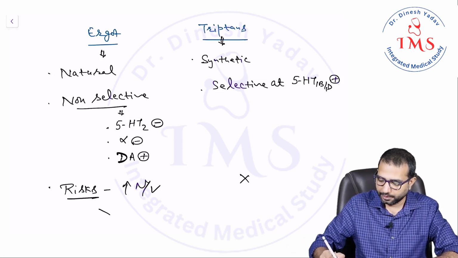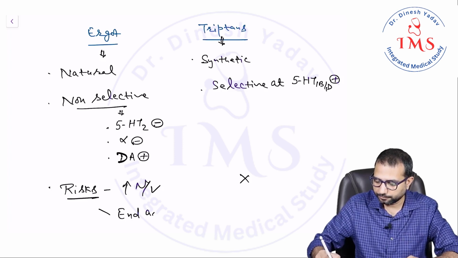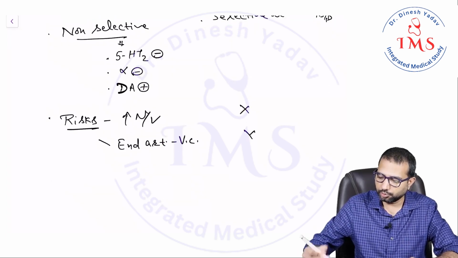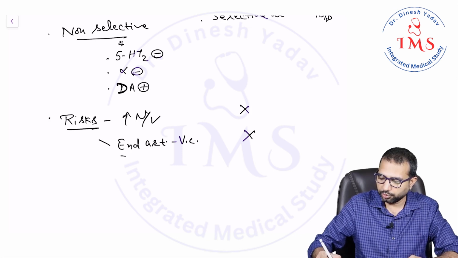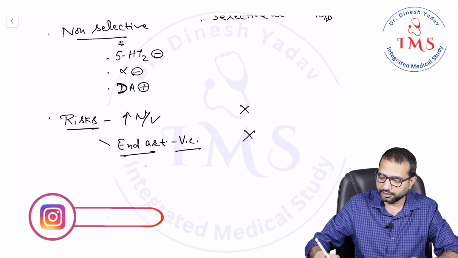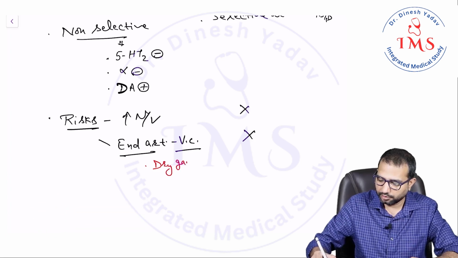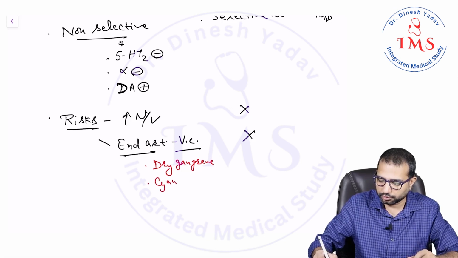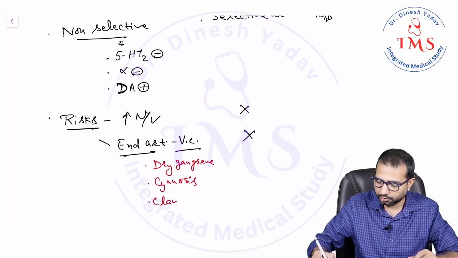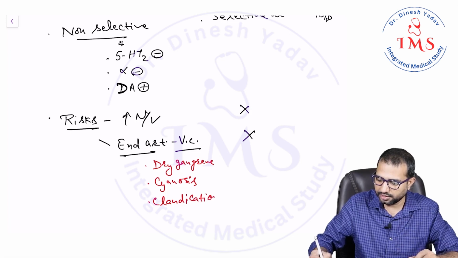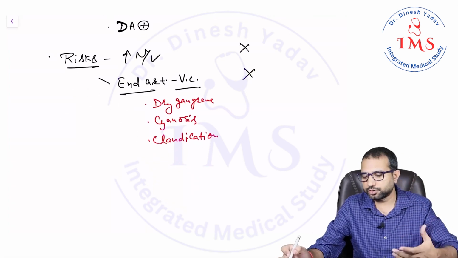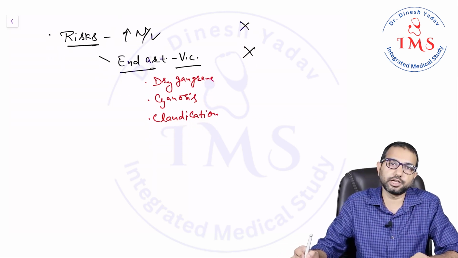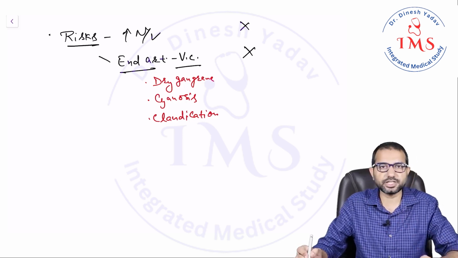And there is a risk of end arteries vasoconstriction with ergots. With triptans, there is no risk of end arteries vasoconstriction. Because of end arteries vasoconstriction, there is a risk of dry gangrene at the tip of fingers and tip of toes. There is a risk of cyanosis, claudication, so basically you can see ischemic pain, cyanosis, dry gangrene. These risks are there with the ergot compounds. These risks are not seen with the triptans. So that is why triptans are the best drug.